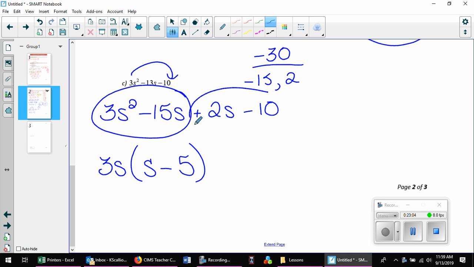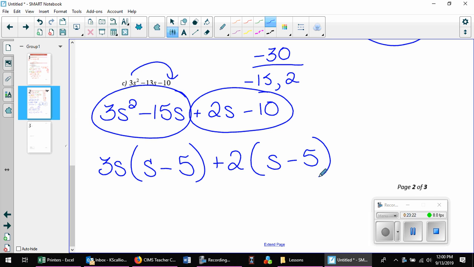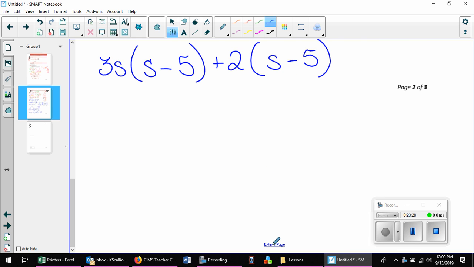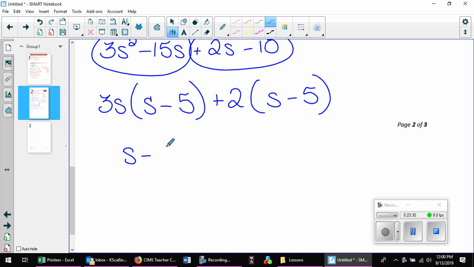Okay, when I look at these two, I'm going to take out a positive 2. Are you guys writing the plus 2? You need to. Okay, you need to do that. So I'm left with s minus 5. I know I've done it correctly because they look the exact same. So s minus 5 and 3s plus 2.